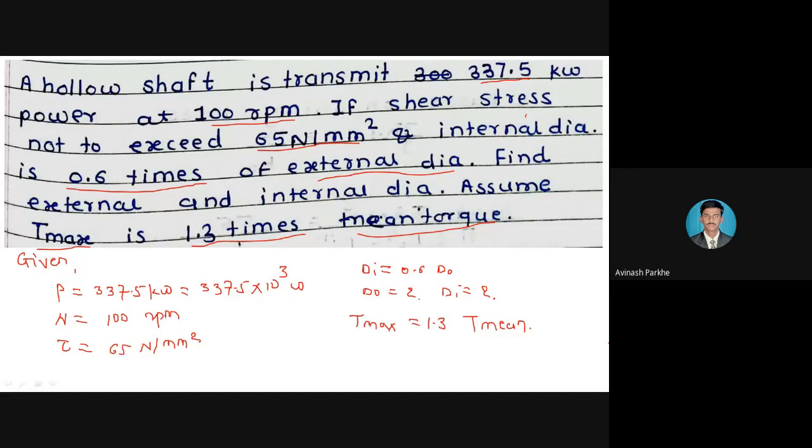And one more relation is given. The internal diameter is 0.6 times the external diameter. That means DI is equal to 0.6 into DO.